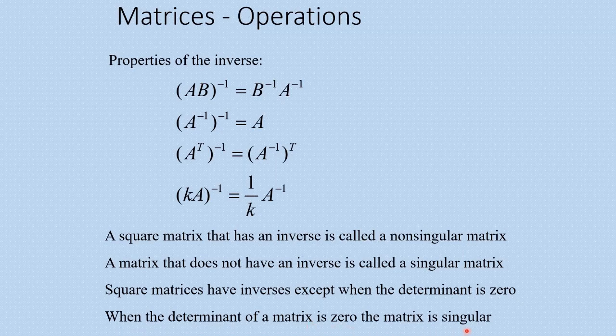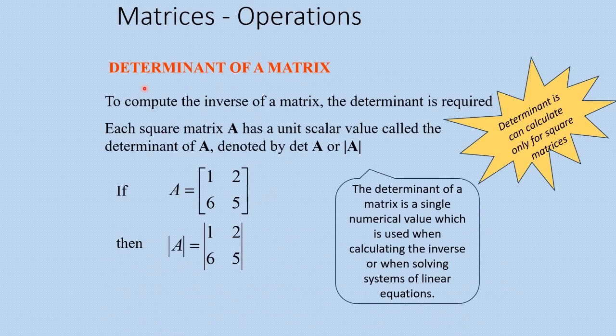So, now let's understand what determinant is of a matrix. The determinant of a matrix is a single numerical value which is used when calculating the inverse or when solving systems of linear equations. The determinant of a matrix A is denoted det A or this A in between two vertical lines. Every matrix has a determinant and is unique. Determinant of a matrix is a unique number that can be calculated.